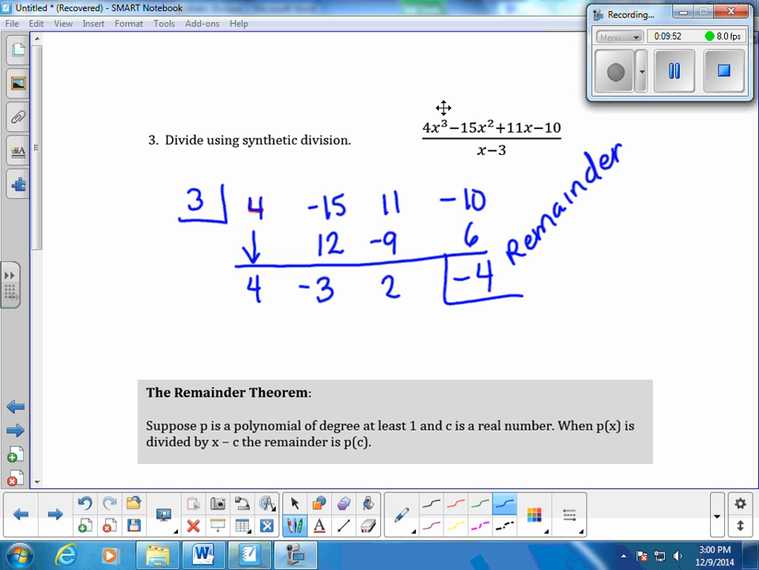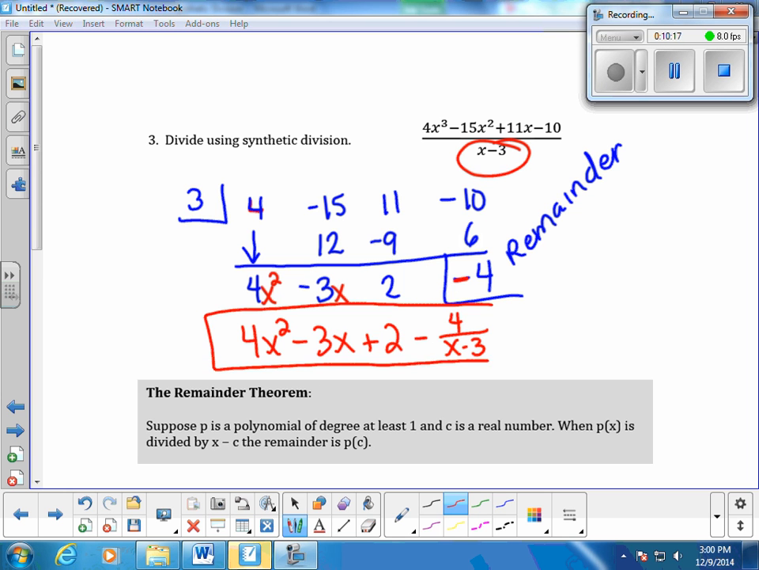Now, if this is an x cubed, our answer is going to start with x squared, and then we go down until it just stops. So we have 4x squared minus 3x plus 2. Now since this is a negative 4, I'm going to say minus 4 over the original. So that's how you represent when you have a remainder there.